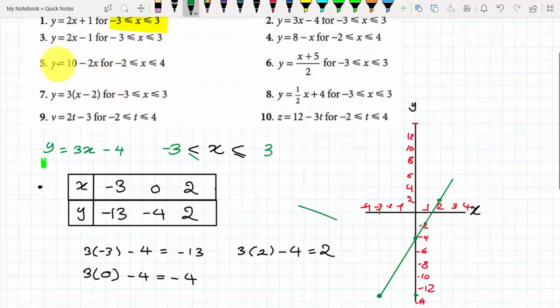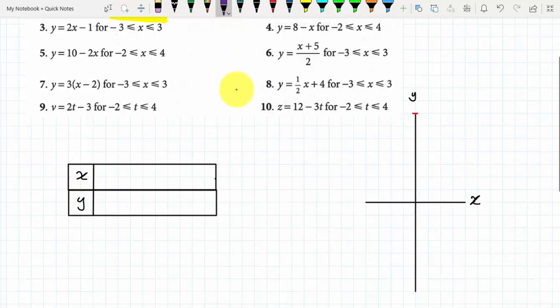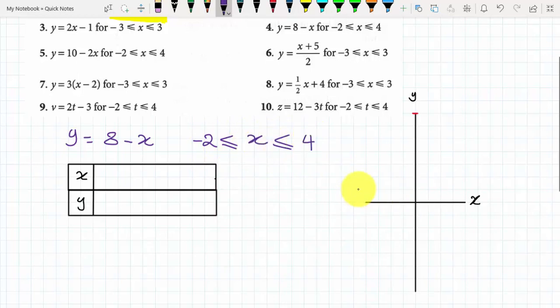Question 3. Again, it has the same interval. Question 3 is your task. Question 4, this time the interval is different. Let's do it. Question 4. Y equals 8 minus x, while x is between negative 2 all the way to 4. Now we need to pick 3 numbers in this interval and substitute it in this equation.